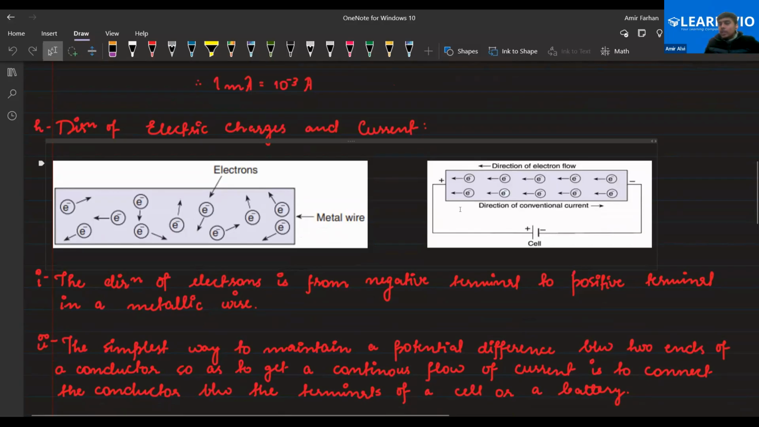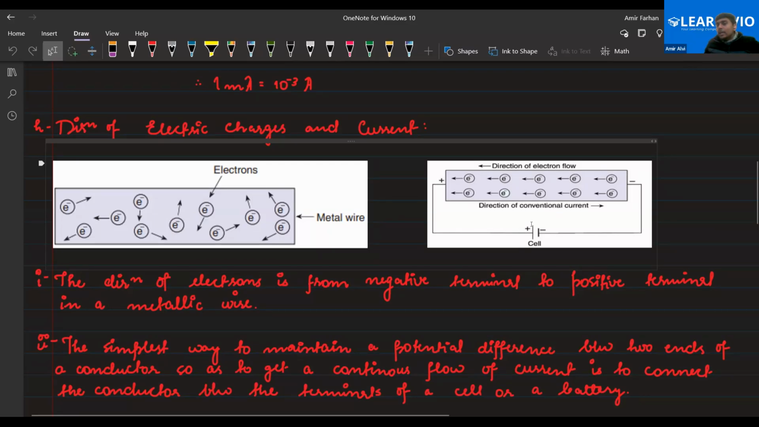But once an electric potential is applied across the wire, you can see all the electrons are aligned in one direction. They point towards the positive, because they are attracted towards the positive, as unlike charges attract each other. So inside the wire, the electrons move from negative to positive. But the direction of current is positive to negative, because potential flows from higher to lower.